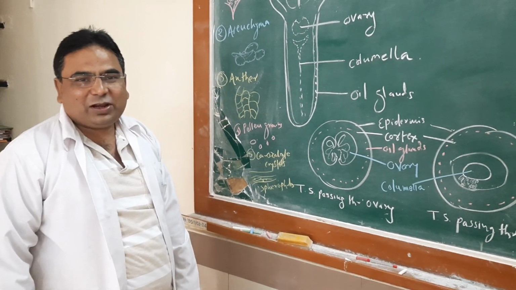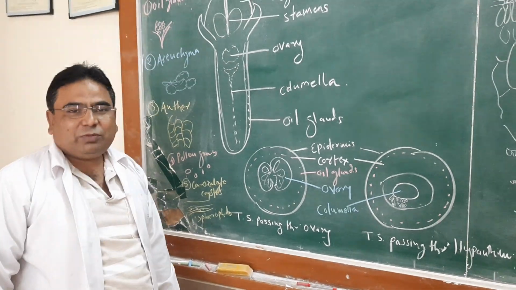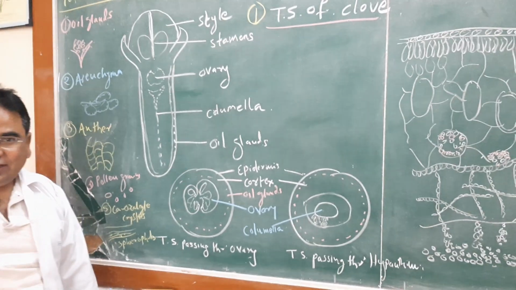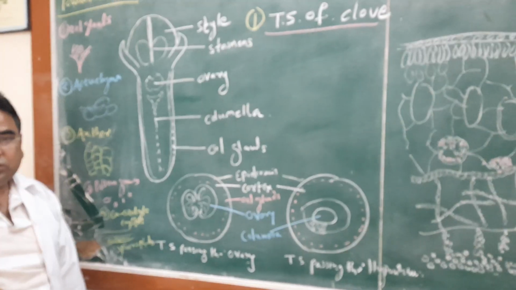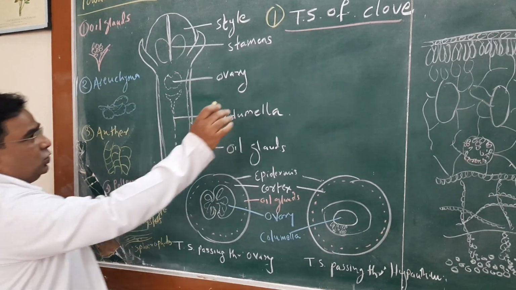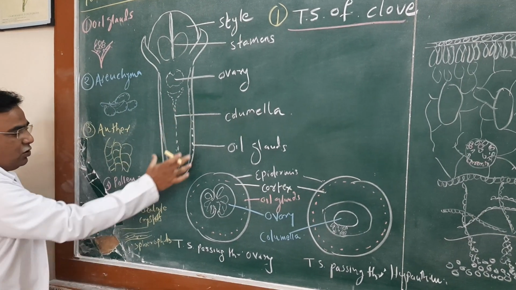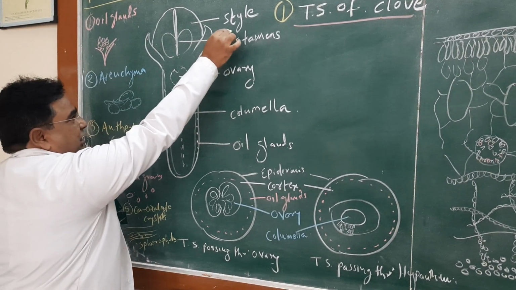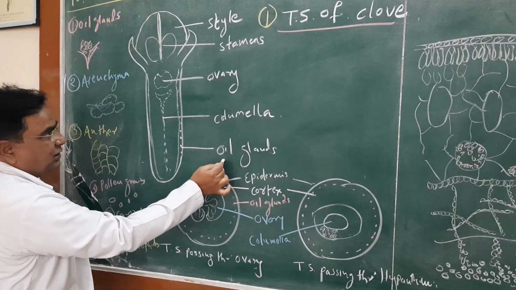Hello students, today we are going to start the next practical, that is TS of clove and powder characteristics of clove. Clove belongs to the family Myrtaceae and it is mainly obtained from the flower bud of Eugenia caryophyllus. So before that, this is the entire flower bud of clove. It mainly consists of style, stamens, ovary, columella, and oil glands.